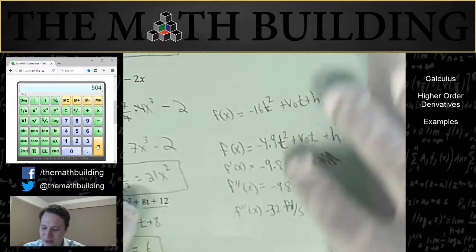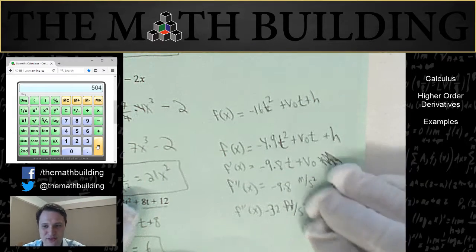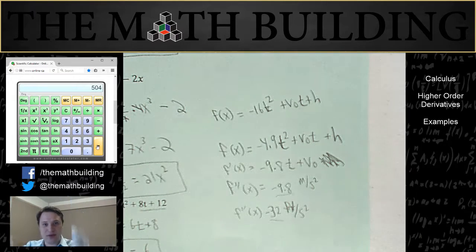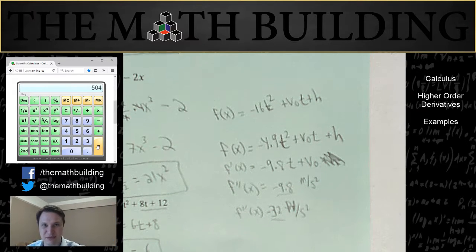And so I hope you see that we can now describe gravity with this second derivative, because that constant is the constant acceleration of gravity. And that's why if you drop two objects of different masses, they'll pretty much hit the ground at the same time, because they're both being acted upon by the same acceleration.